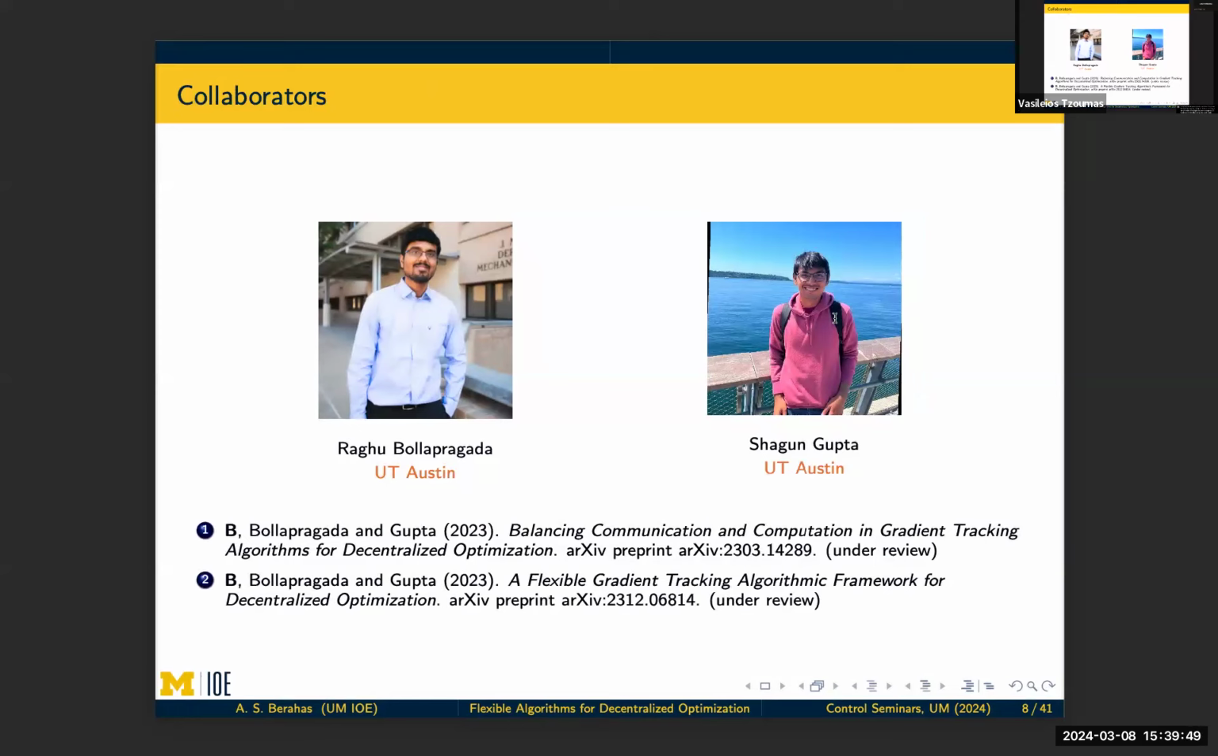Today, what I'm going to do is talk about a project that's the work with Raghu and his PhD student Shagun. And I should mention at this point, even though Shagun is not on the Zoom, that Shagun did most of the work. So if you have any difficult questions, email Shagun. Don't ask me. No, I'm joking. And what we have is 2 preprints that are under review at the moment. And I'll talk a lot more about these ones.